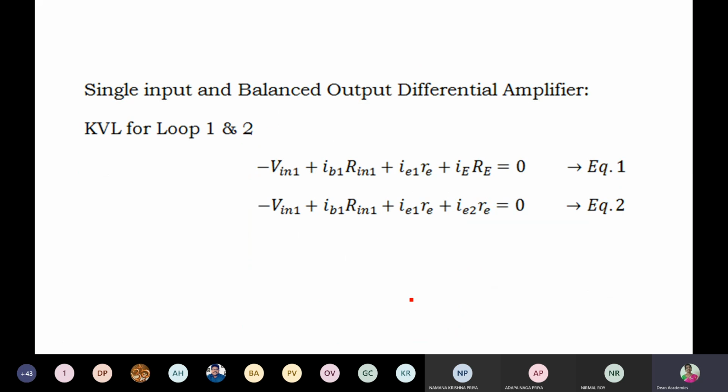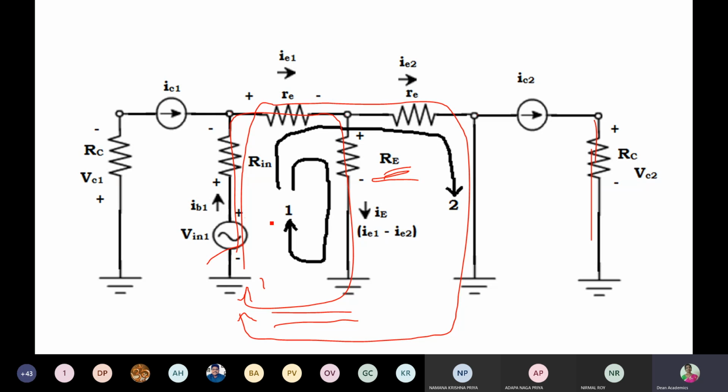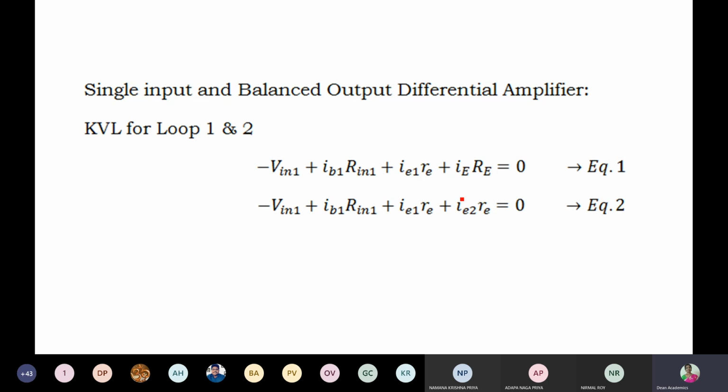So let me show you this, right? The first term is V in 1, and we start from the source negative terminal, from here, right? So therefore, again we reach that point. That's why minus V in 1 plus IB1 into R in 1 plus IE1 RE plus IE into RE equals 0. What is this capital IE?